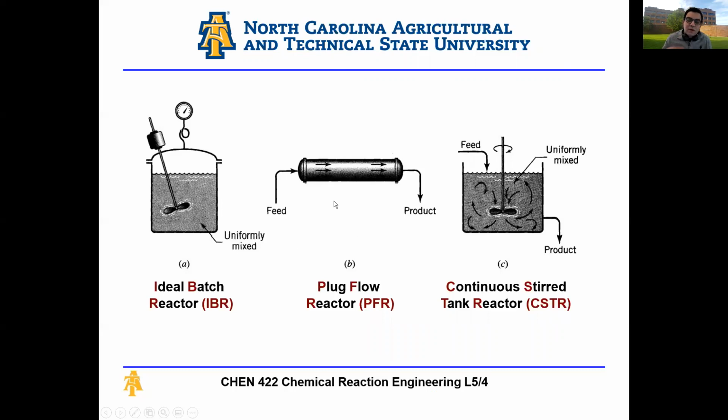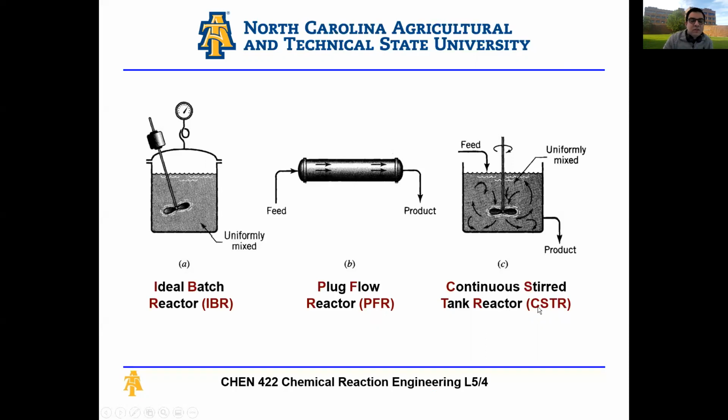Second type of ideal reactor is called a plug flow reactor, and you can see it here. It's usually represented as a cylinder. And the third type of reactor is a continuous stirred tank reactor, usually CSTR. And here I have feed being mixed and then product being taken out. So there's continuous flow, and it's continuously mixed as well. And the abbreviations used: IBR, PFR, and CSTR.